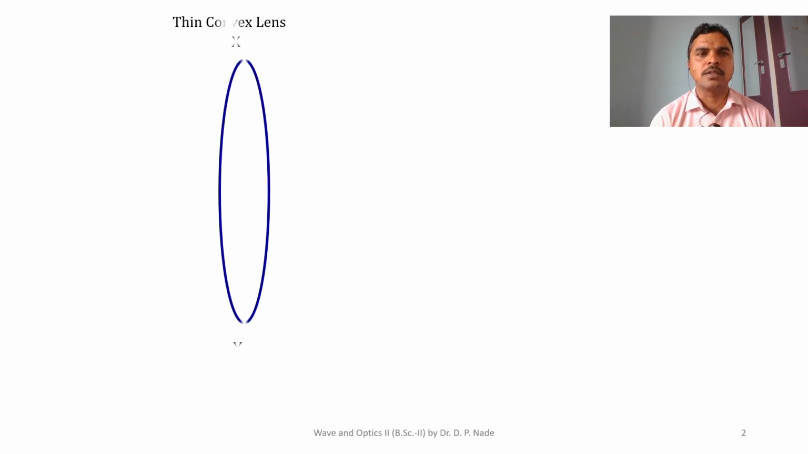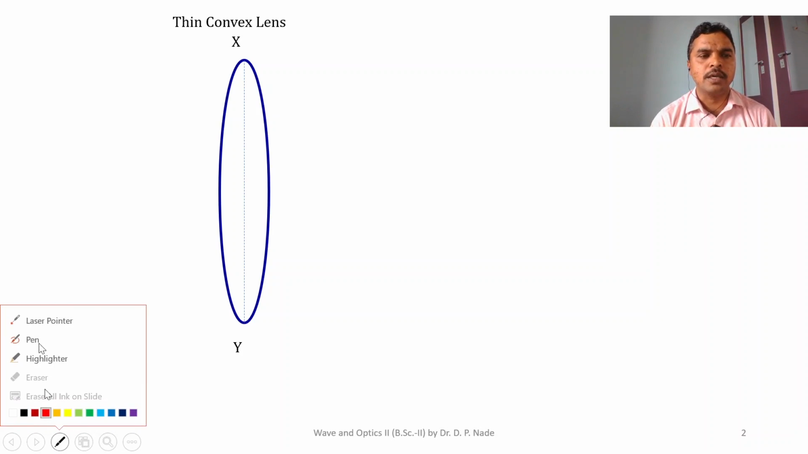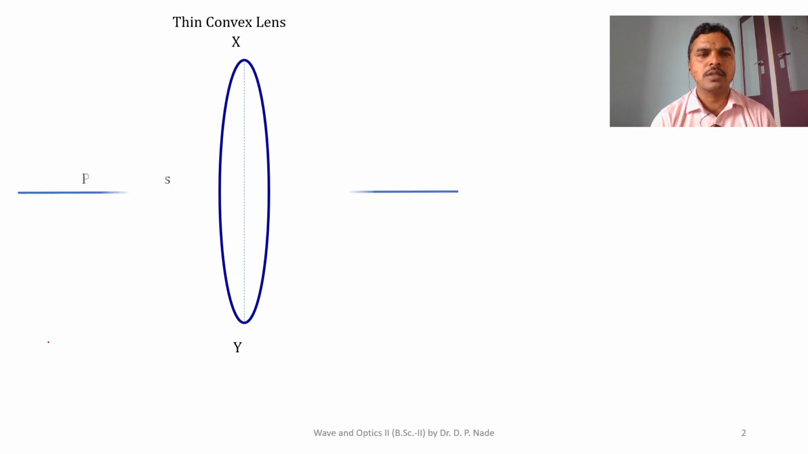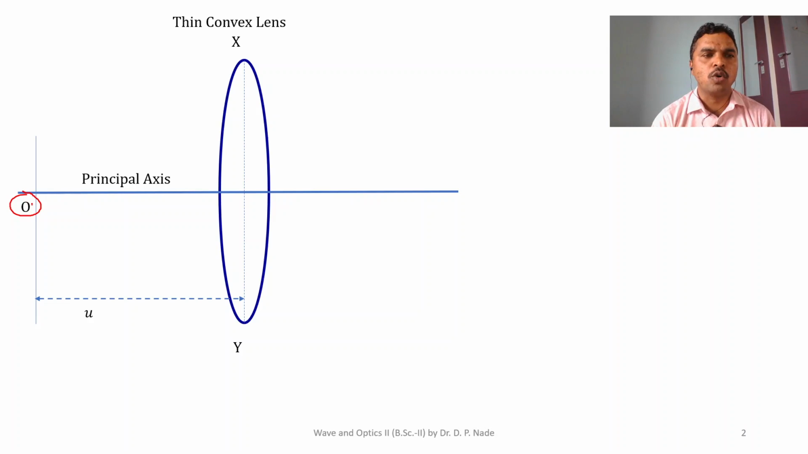Let us consider the thin convex lens. XY is the center part of this convex lens, and consider that this is the principal axis of the lens, and here we have the object. I have given the name object O, and it is at a distance U from the center of the lens.